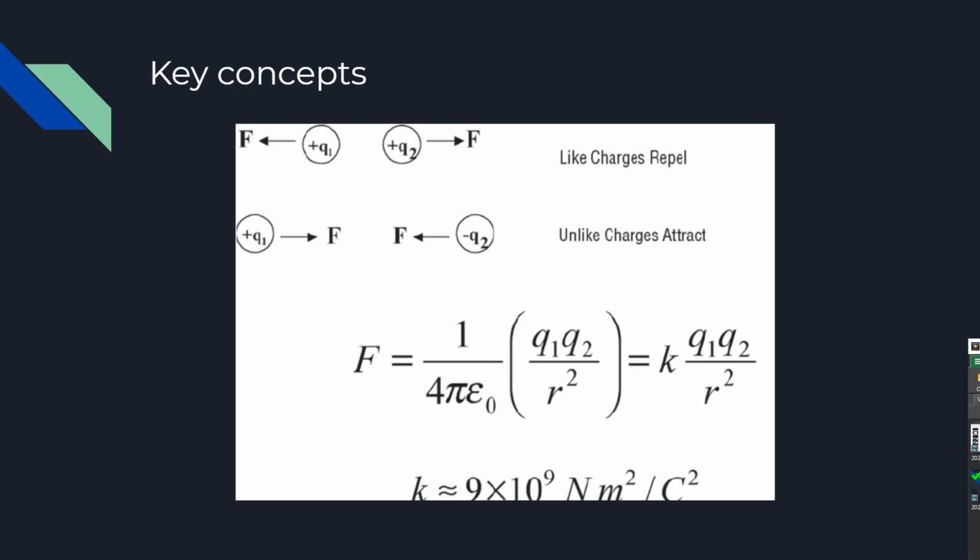The second concept uses Coulomb's law in order to determine the electric force caused by the excess of charge of one particle onto another particle. The 1 over 4 pi epsilon naught is actually a fundamental constant, which we're going to represent as k, which is roughly equal to 9 times 10 to the 9th power newtons meters squared over coulombs squared.